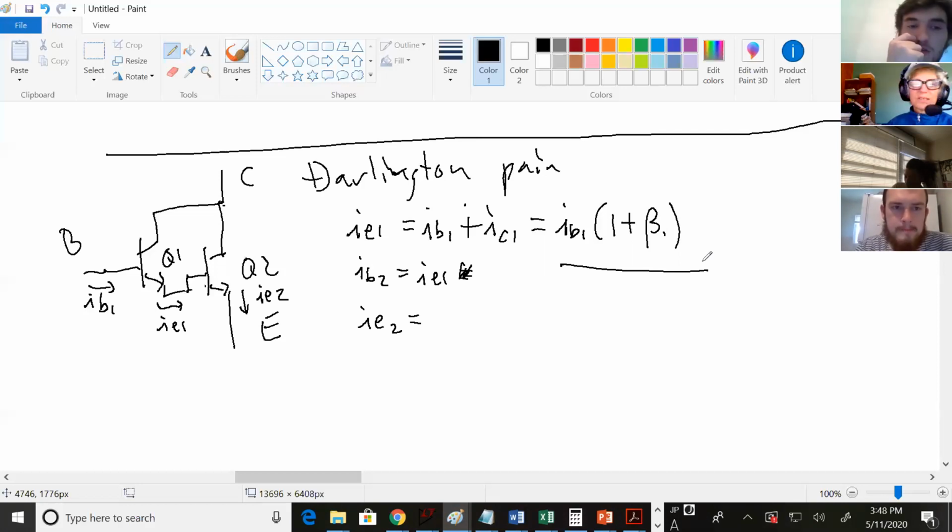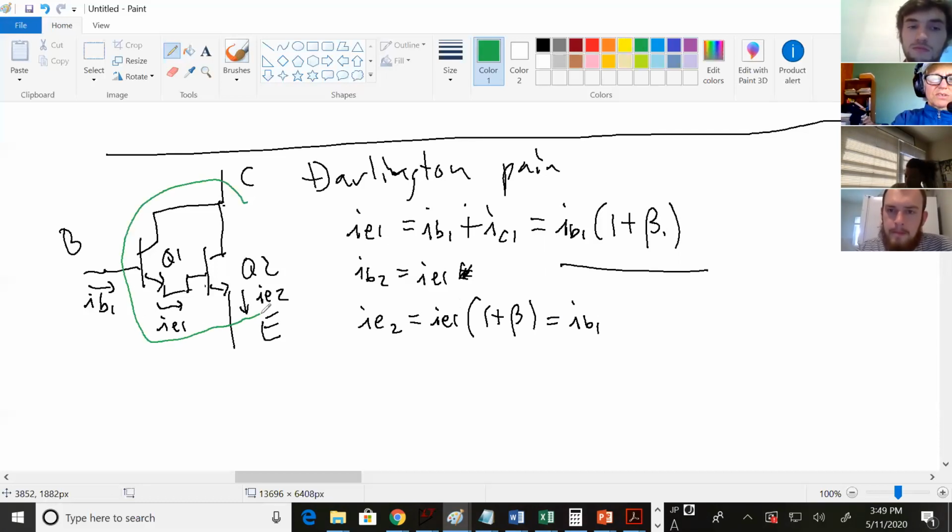Is it IE2, IE1 times 1 plus beta? Exactly. So that's the base current in. That's 1 plus beta. And then you know that IE1 equals this whole thing. So what you end up with is, now remember, this is a compound transistor. So just looking at it, you think, oh, this is just a regular transistor with three terminals. But now when you look at the current that you see, it's IB1 times 1 plus beta squared.